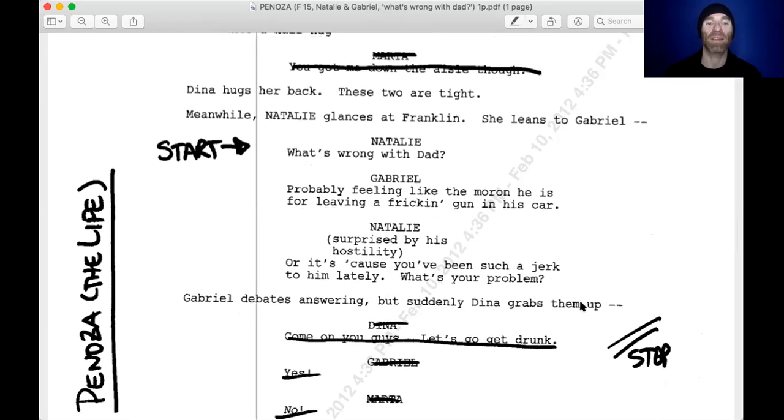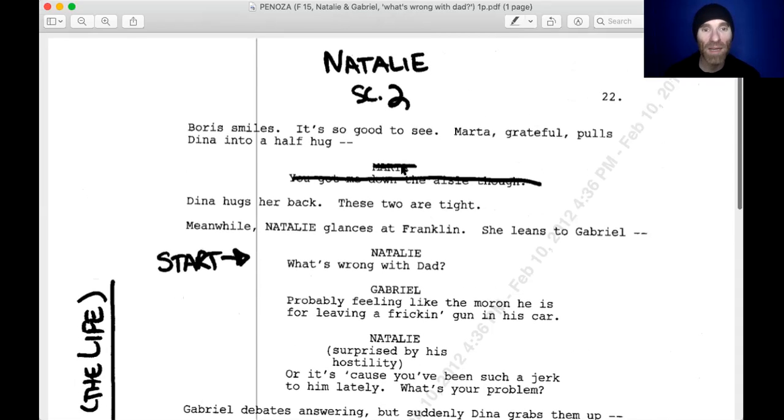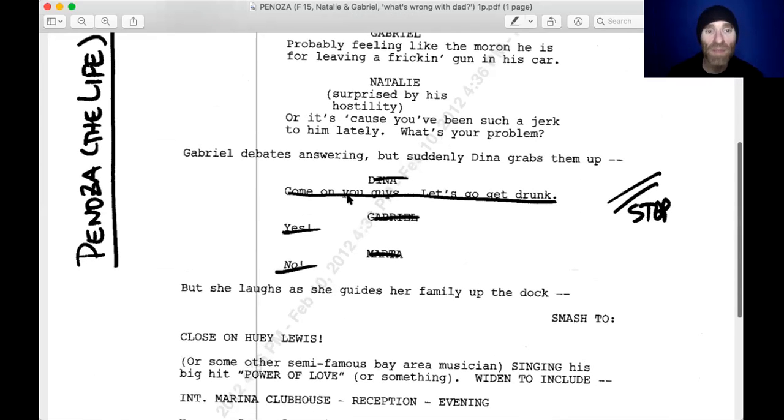Gabriel debates answering, but suddenly Dina grabs them up. Stop. Now, so start, stop, here's what it is. Now, there's all this crossed out stuff in here that's worth reading. I don't know if you can see this, because I have to look past the black, but Marta's line here is, you got me down the aisle, though. So Dina got Marta down the aisle. Interesting.